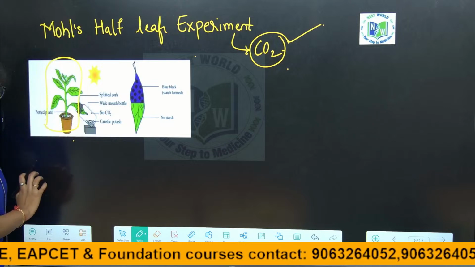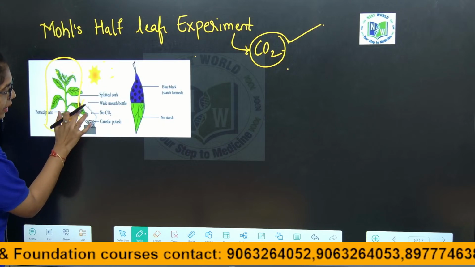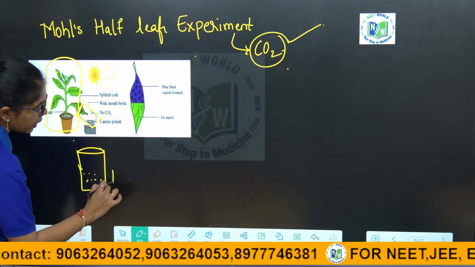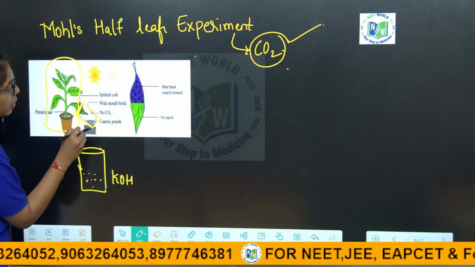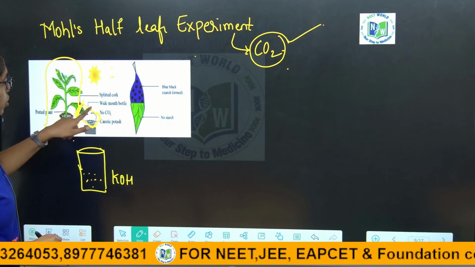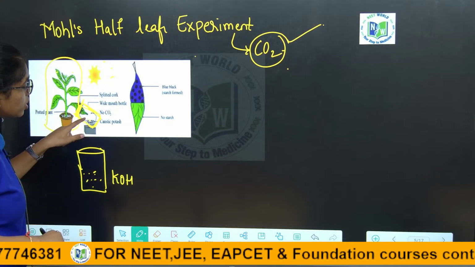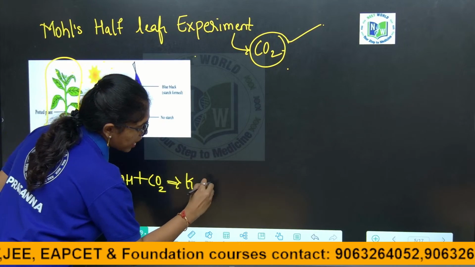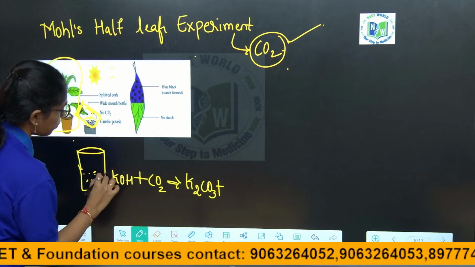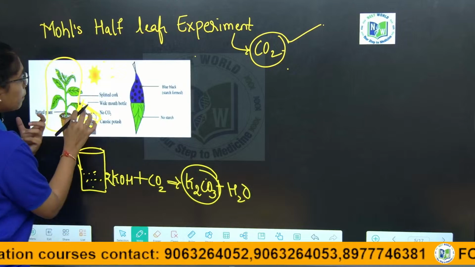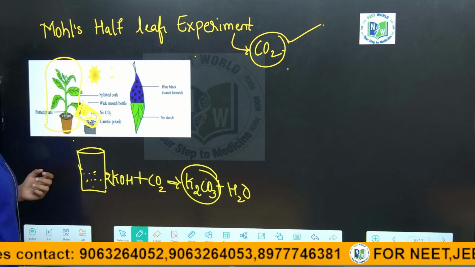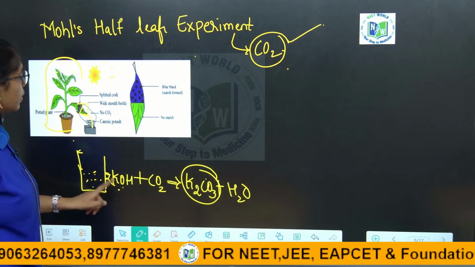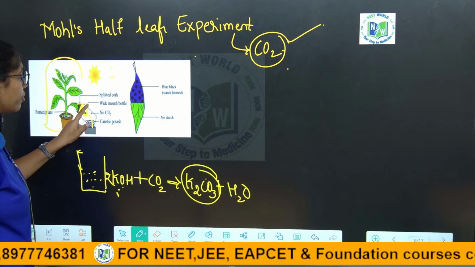a plant is exposed to sunlight, and a part of the leaf is kept in a beaker containing KOH solution. Half of the leaf is immersed in the beaker containing KOH solution. The KOH present in this beaker will react with carbon dioxide, forming potassium carbonate and water. So yes, it will completely utilize carbon dioxide. Complete carbon dioxide present in this half leaf is utilized by the KOH. Now there is no carbon dioxide in this half leaf which is immersed in the beaker.